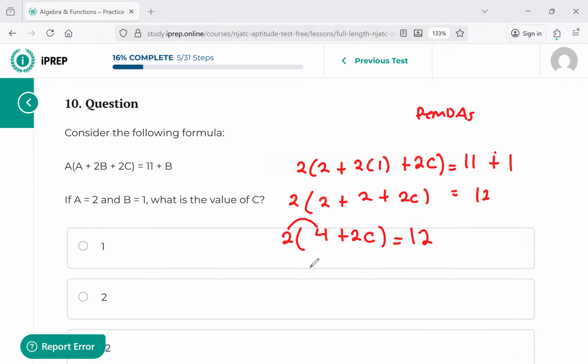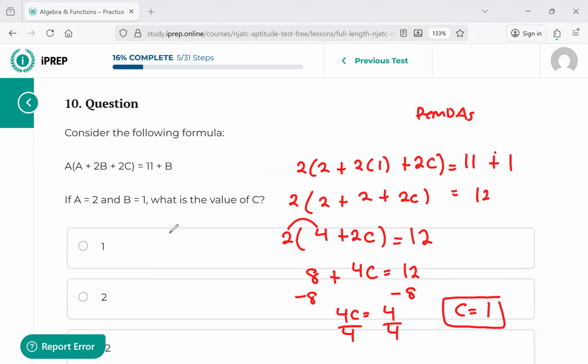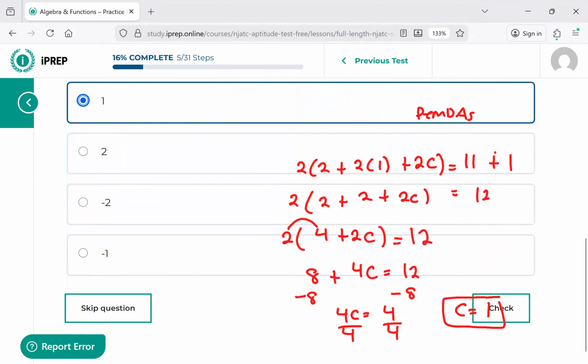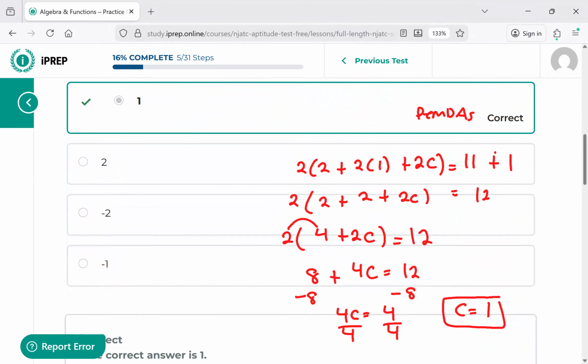And then distribute this 2, so 2 times 4 is 8, plus 2 times 2C is 4C, equals 12. Solve for C, so you're going to subtract 8, and 12 minus 8 is 4. Divide this by 4, you get C equals 1. Perfect.